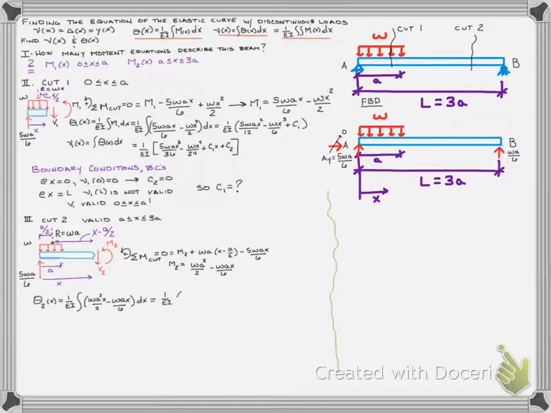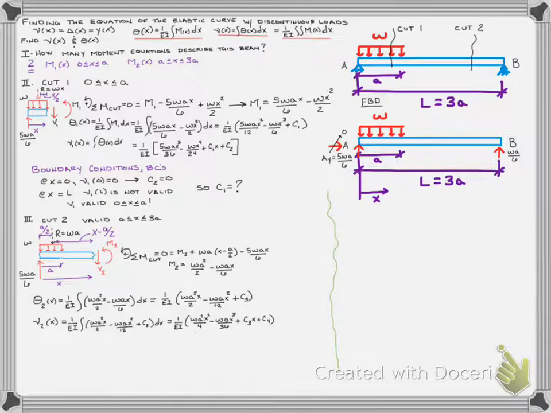So we'll get back out 1 over EI times WA squared x over 2 minus WAX squared over 12 plus another constant of integration, which we better call C3 because that's a different one. And then if we integrate our slope expression, we're going to get back out a 1 over EI times the quantity of WA squared x squared over 4 minus WAX cubed over 36 plus C3 times x, and then another constant of integration, C4.